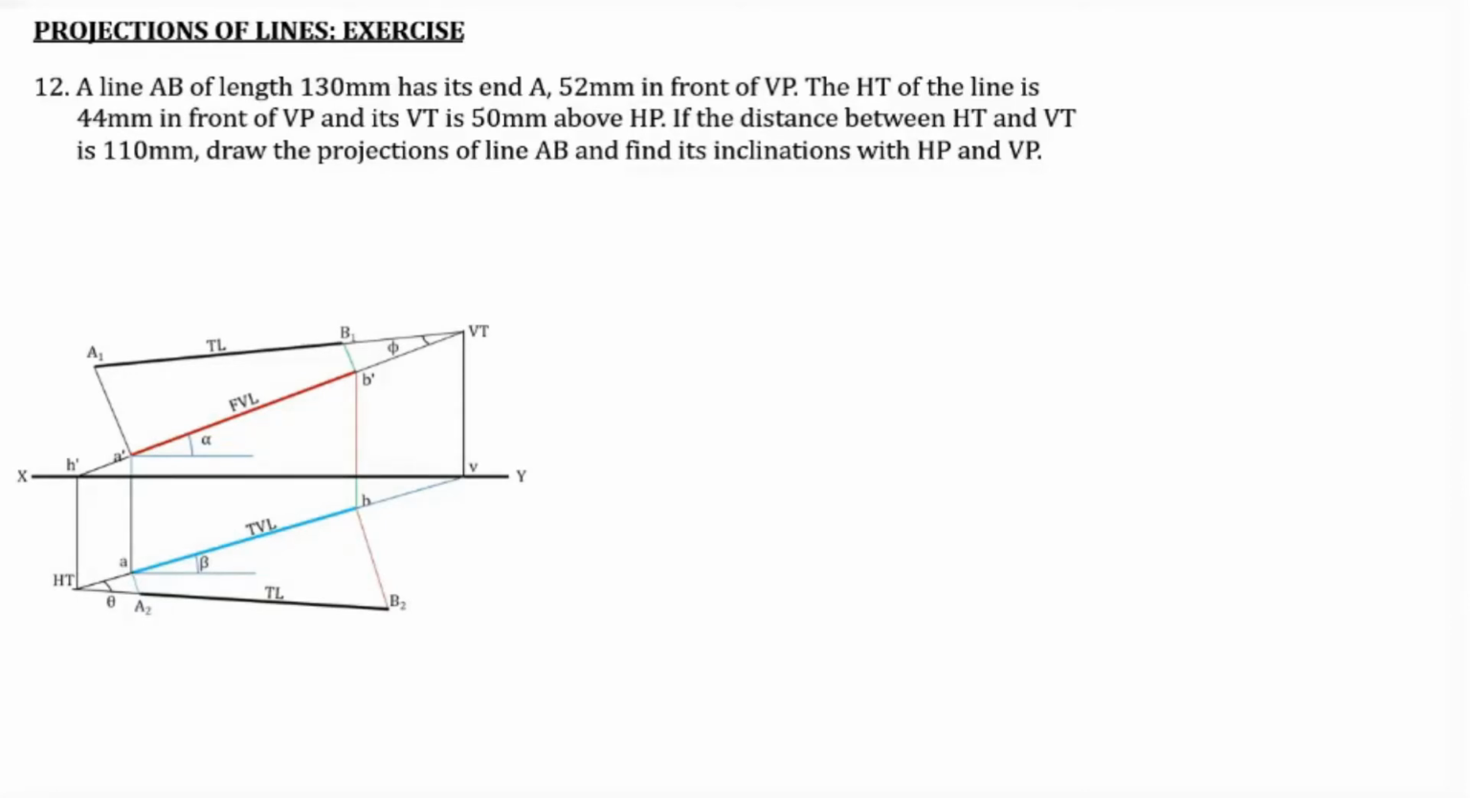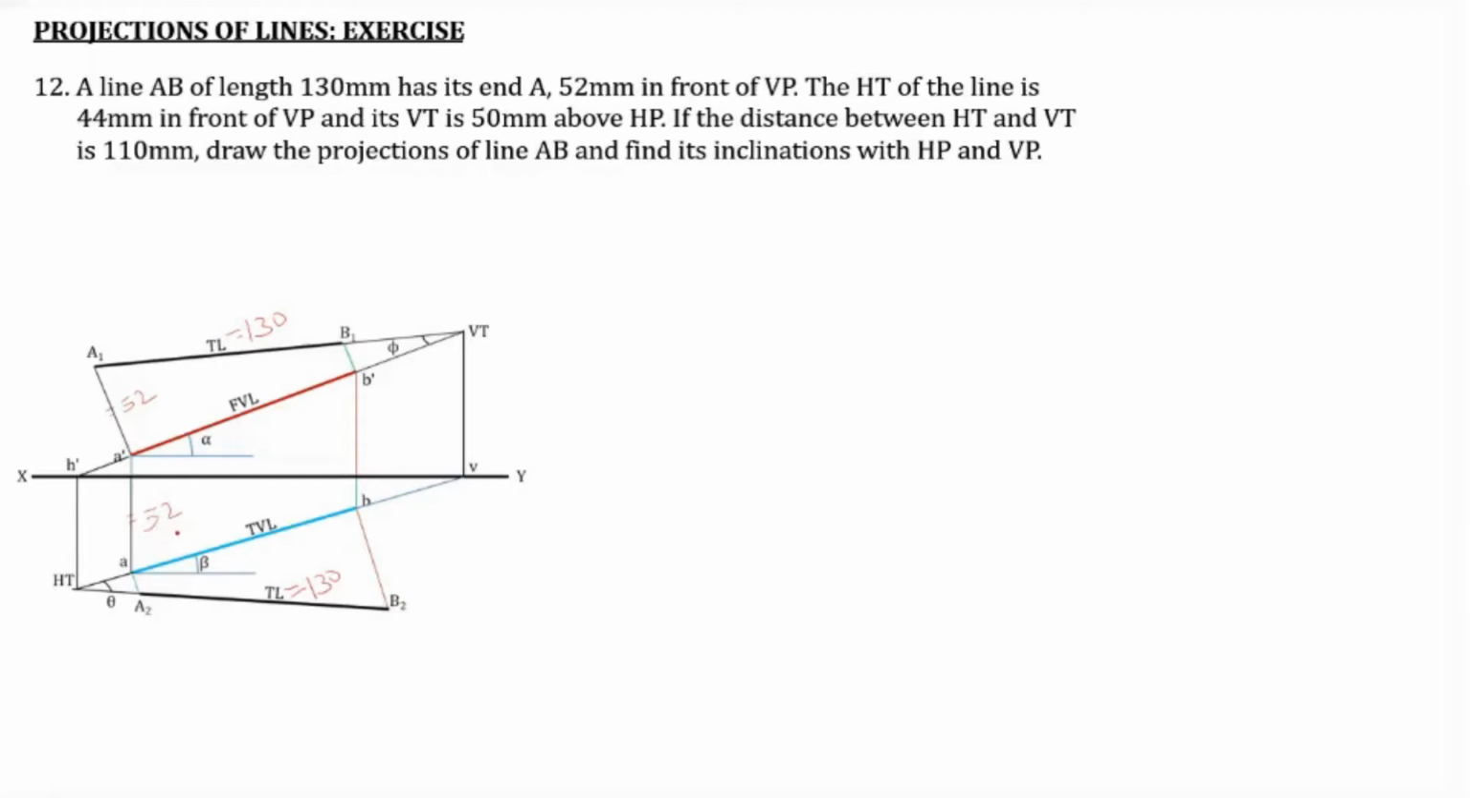So here, the data that are given is the true length. The true length is 130. Here also the true length is 130. Both the true lengths are 130. Then the point A is 52 millimeter in front of VP. Point A is 52 millimeter, means this distance should be 52. If this distance is 52, this distance should also be 52. This is our condition. Both these distances should be of 52 millimeter length.